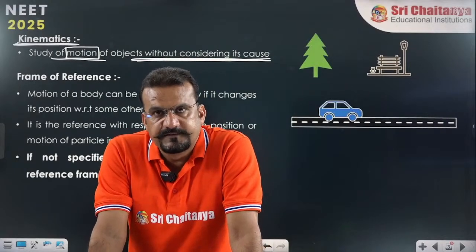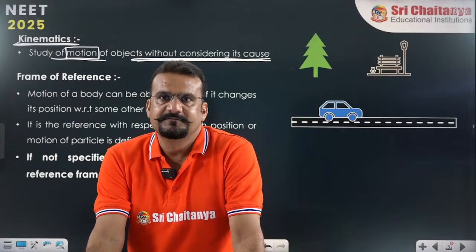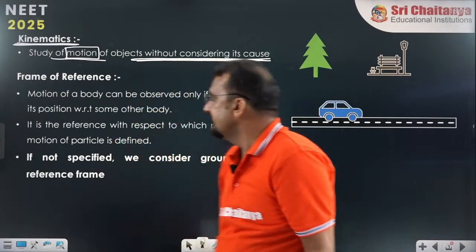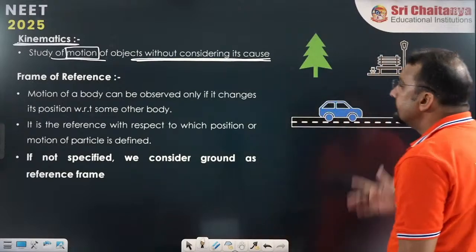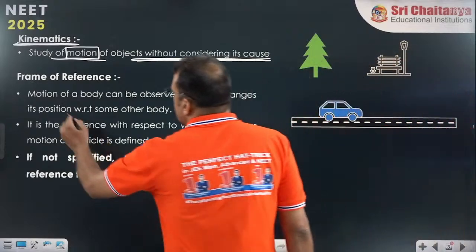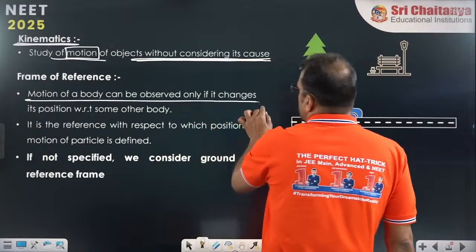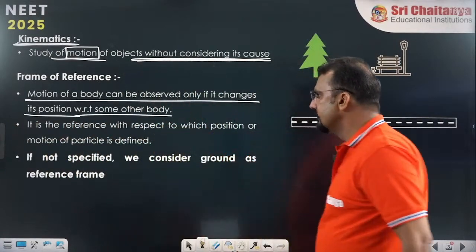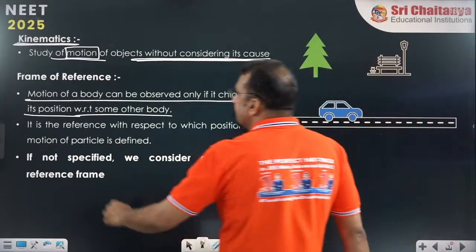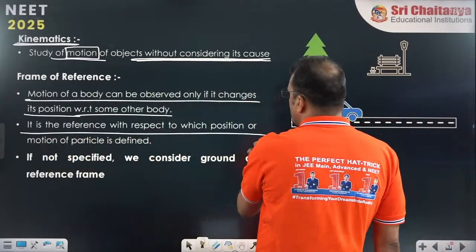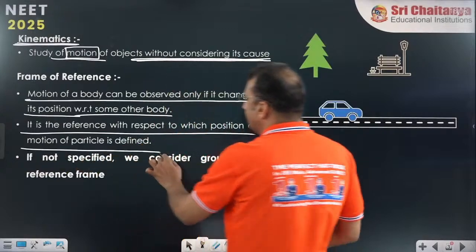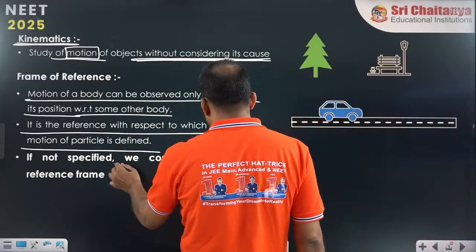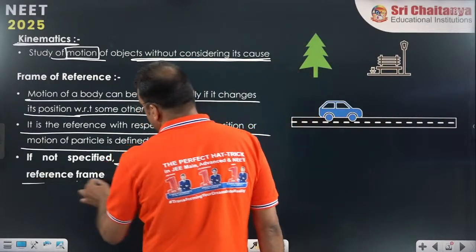Frame of reference means where the observer is situated. So what do you mean by frame of reference? Motion of a body can be observed only if it changes position with respect to some other body. It is the reference with respect to which position or motion of the particle is defined. If it is not specified, we consider ground as the frame of reference.